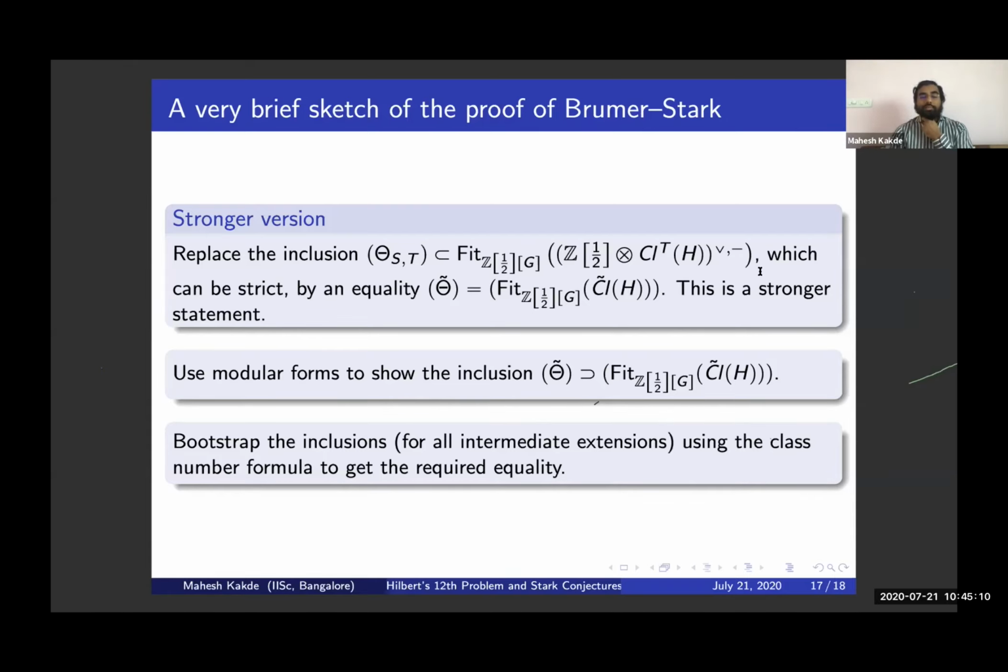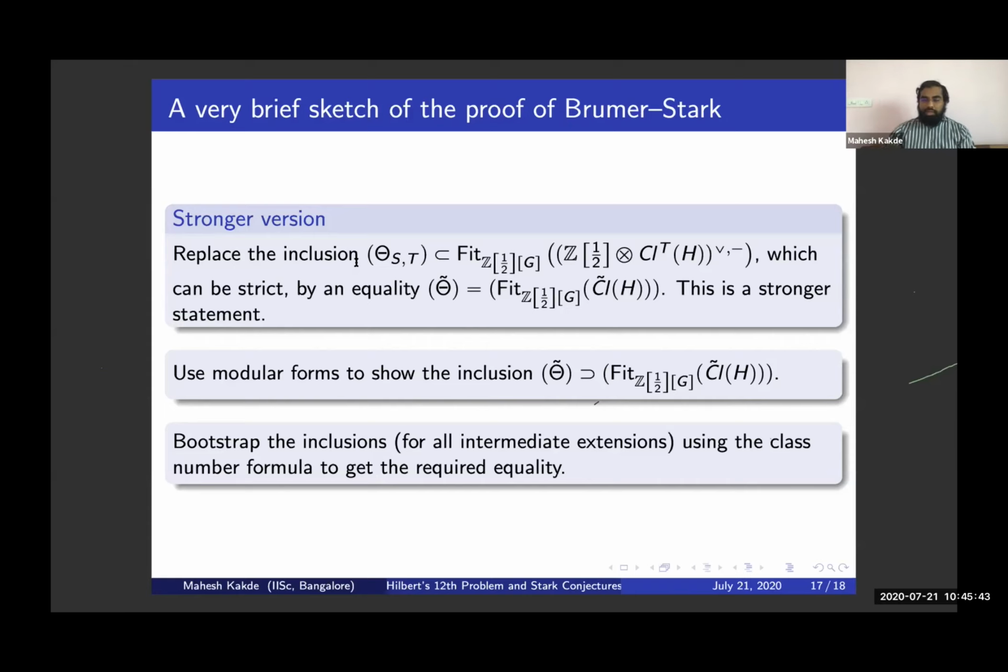All the methods that we know using modular forms only give you inclusion in the other direction. It will never give you inclusion in this direction directly. Unfortunately, this first inclusion can be strict. There are many cases where the right-hand side will not be contained in the left-hand side, so this is not an equality. Remember, this is already a stronger form of the Brumer-Stark conjecture.